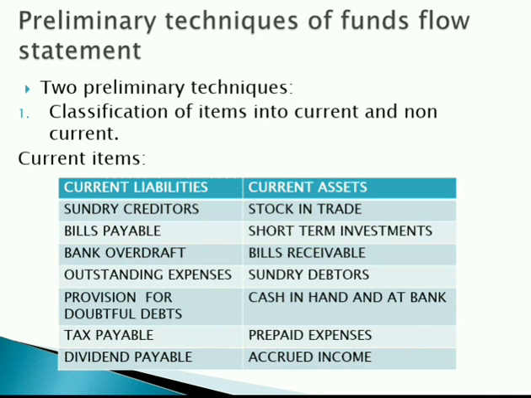It includes current liabilities, which include sundry creditors, bills payable, bank overdraft, outstanding expenses, provision for doubtful debts, tax payable, dividend payable, etc. The current assets include stock in trade, short-term investments, bills receivable, sundry debtors, cash in hand and at bank, prepaid expenses, accrued income, etc.